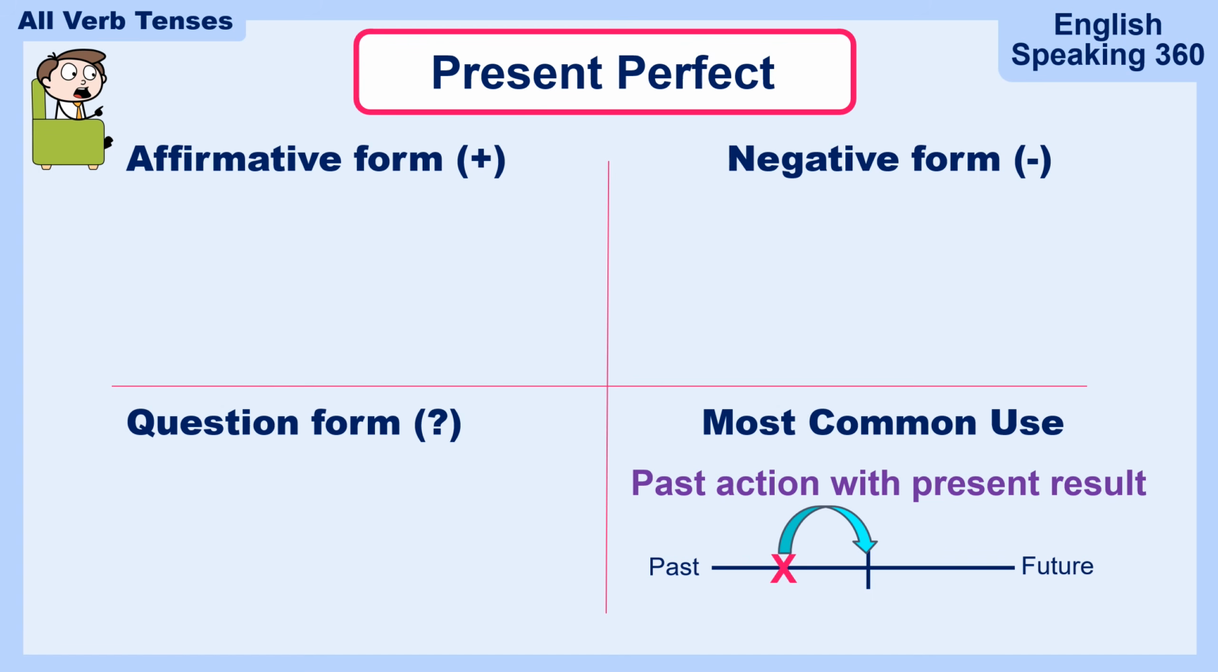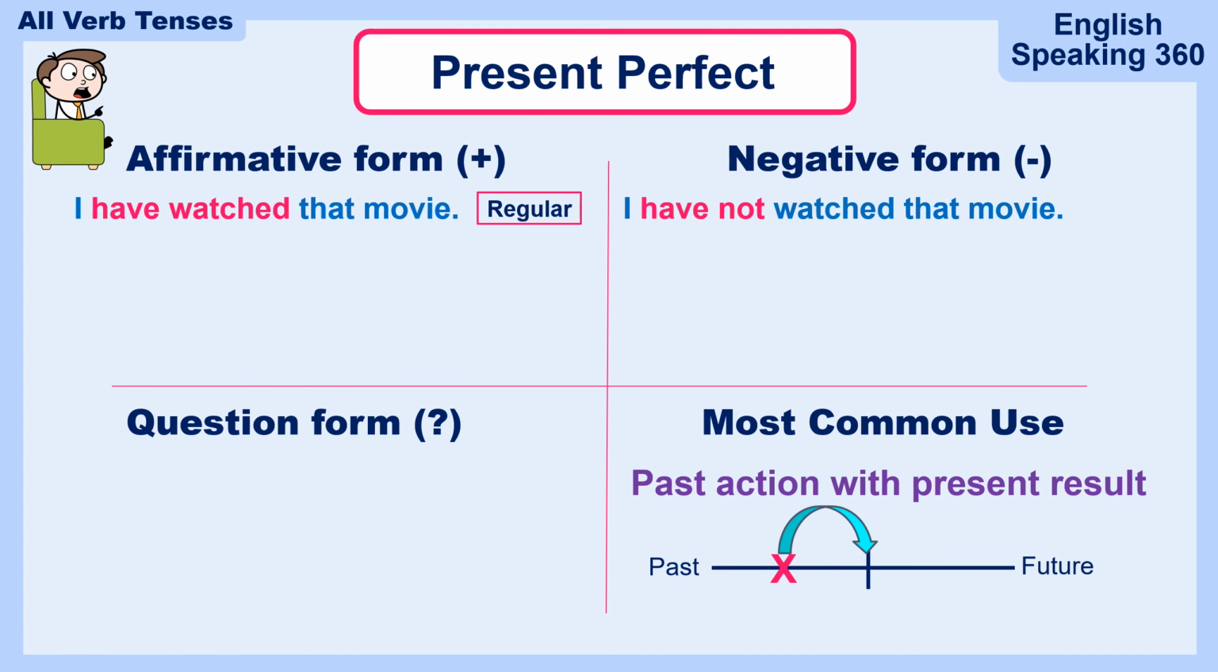Let's see an example of the affirmative form. I have watched that movie. That is for a regular verb. What would be the negative form? I have not watched that movie. Or I haven't watched that movie. Question form? Have you watched that movie? That's a perfectly good question.